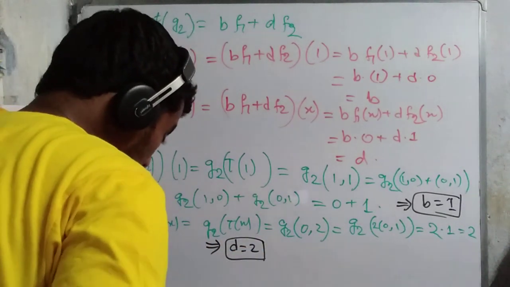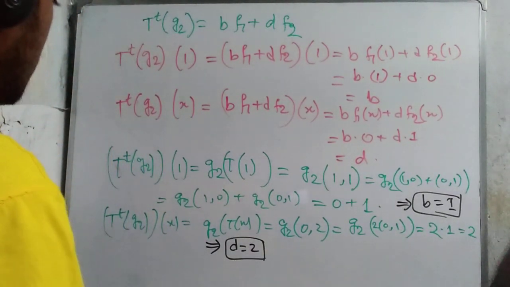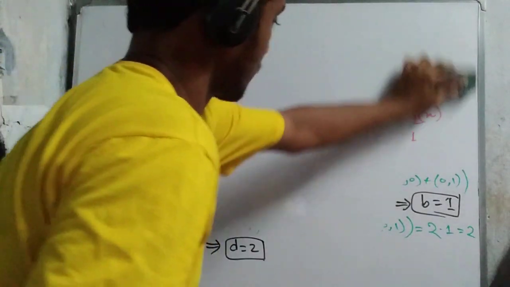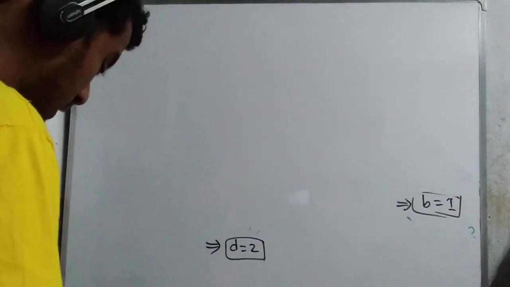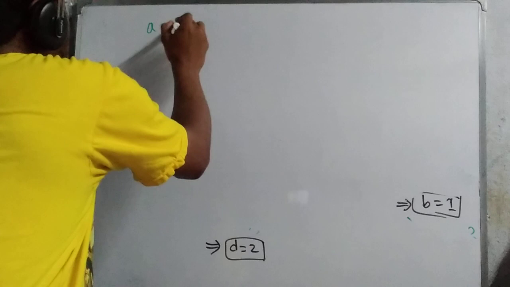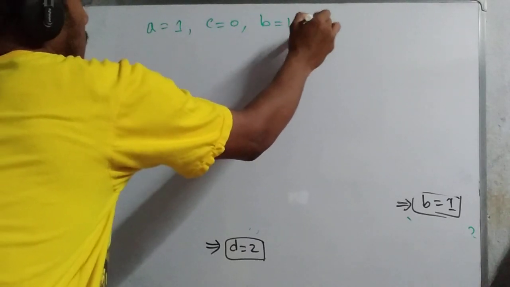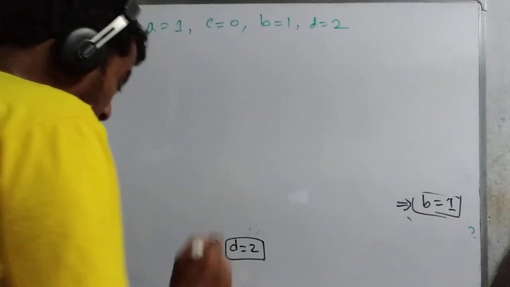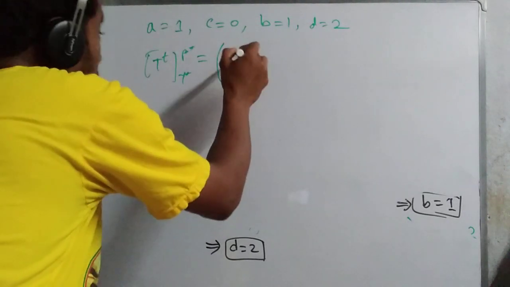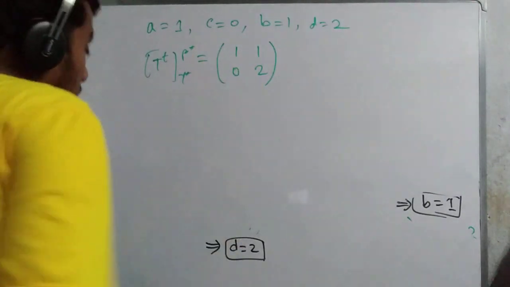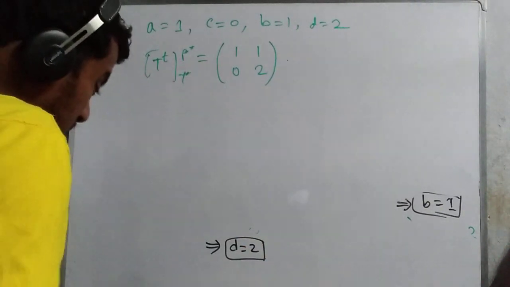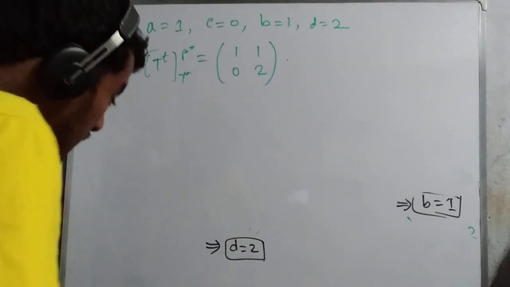So what do we obtain? We erase that portion and we find that A equals 1, C equals 0, B equals 1, D equals 2. Then T transpose with respect to gamma star beta star equals what? We obtain the matrix 1 0 1 2, that is A B C D, in this way. So we also discussed how to obtain this one.